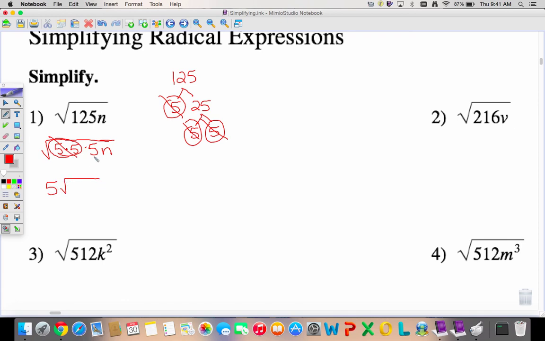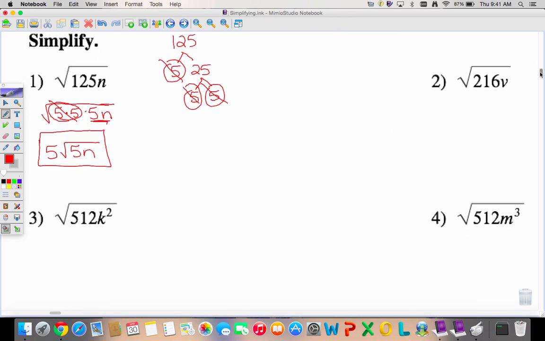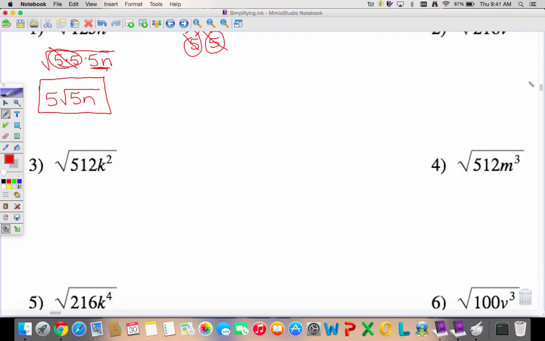So I'm just going to write that out. Okay, you look for your pairs, nothing different. I have a pair of 5s right here. I'm going to write that down, cross it out, draw my square root, and all I have left on the inside is 5 times n. So I just put 5 times n. And that's your answer. It's pretty easy.